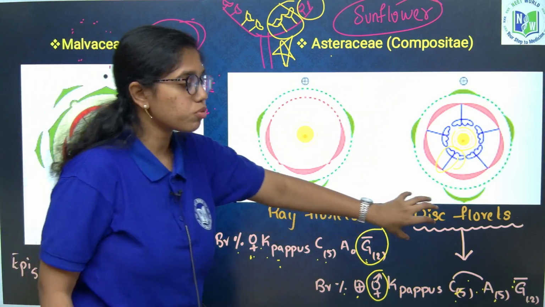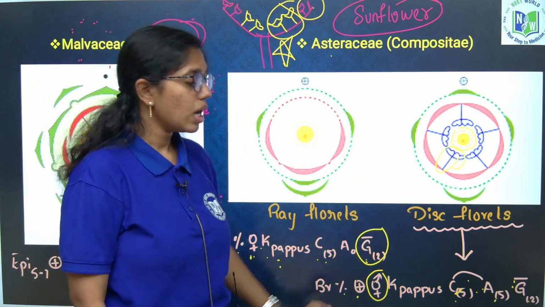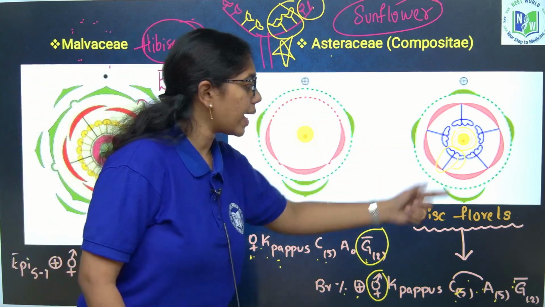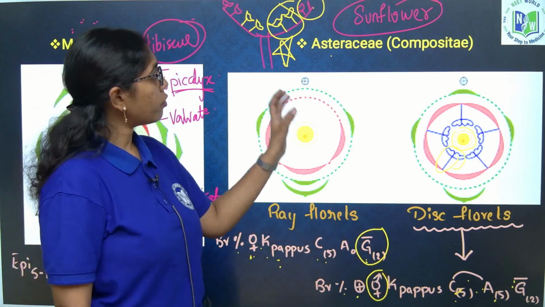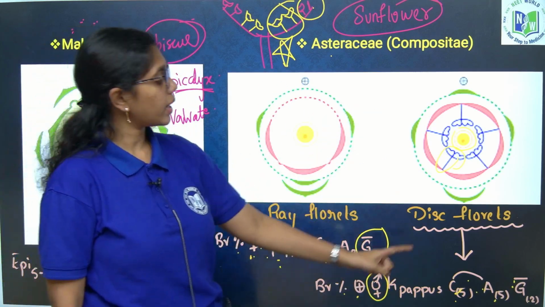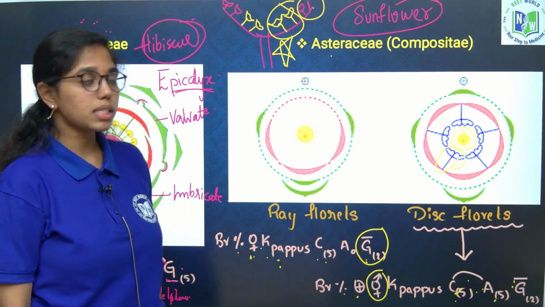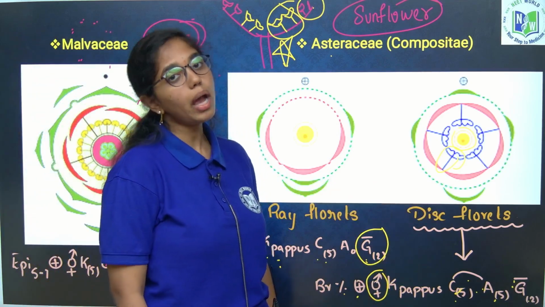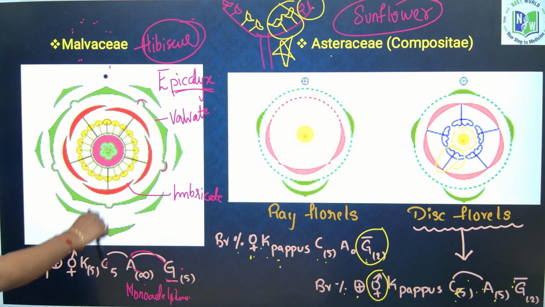It has two types of florets. At the periphery it is ray florets. Next to that you will have disc florets. Both floral diagrams are different and floral formulae are also unique. Of these two florets, which is bisexual, beta? Disc florets are bisexual. Which will show epipetalous condition? Disc florets will show epipetalous condition. As such you have to remember. Okay. Yes.